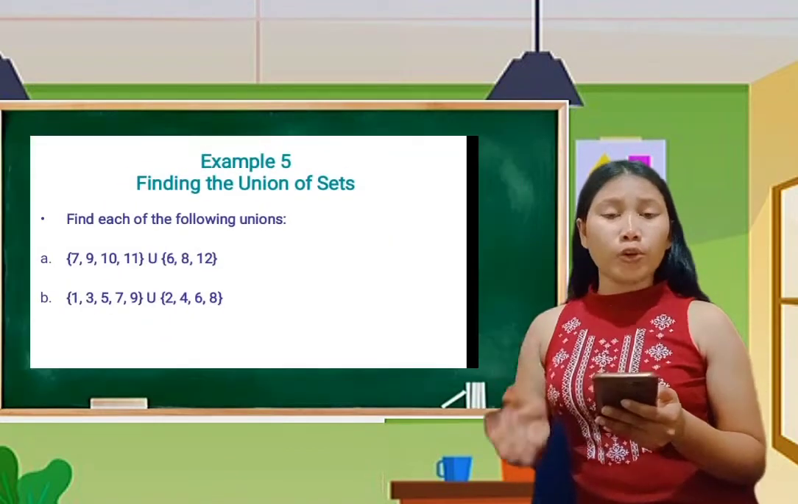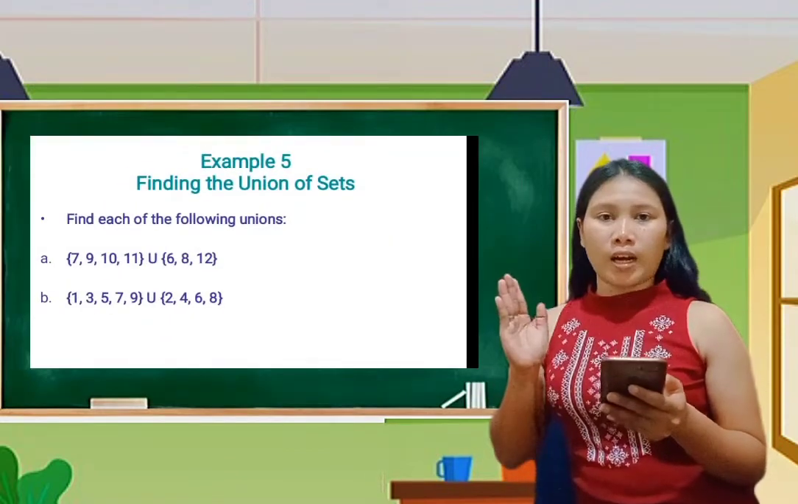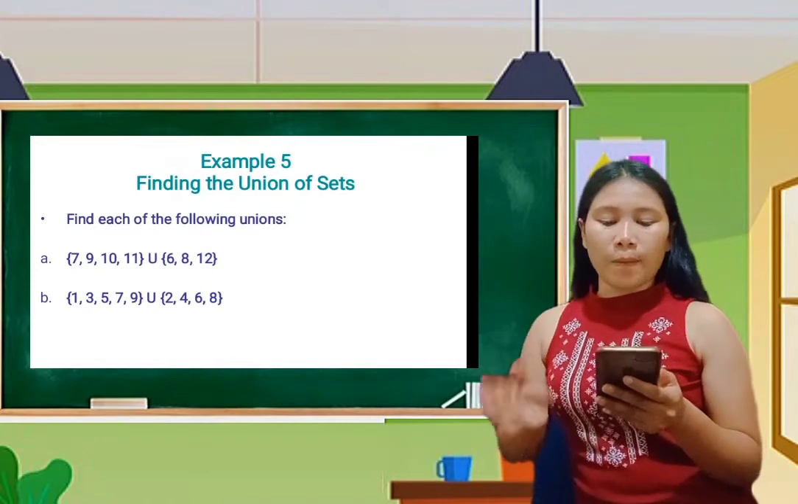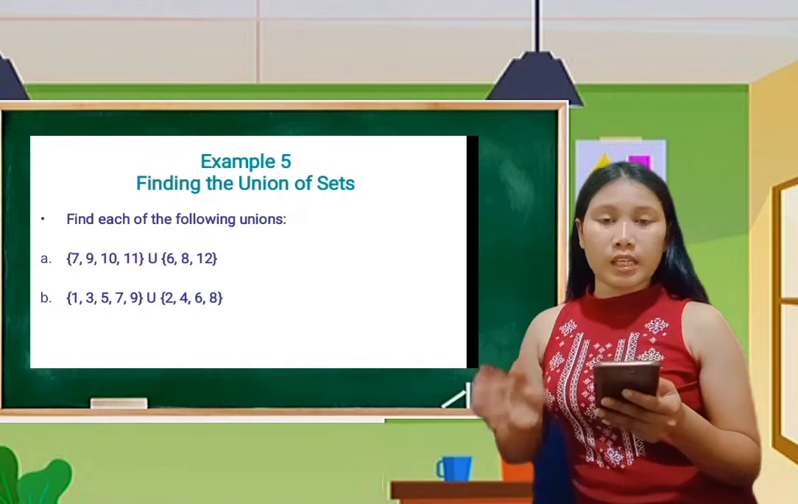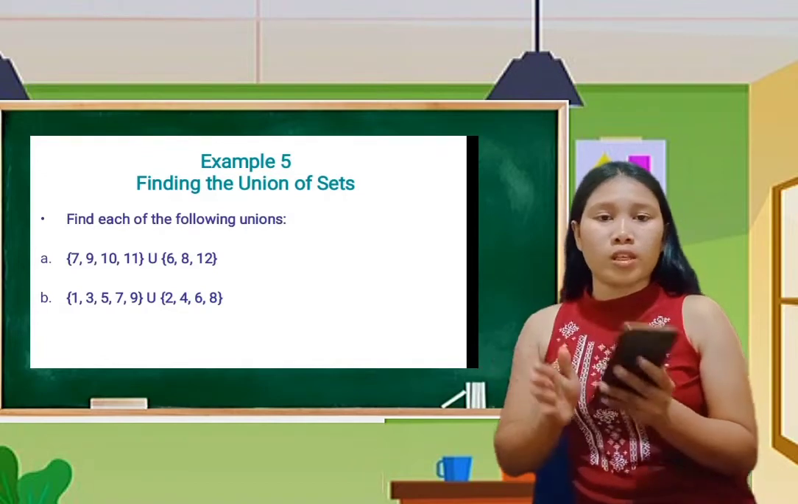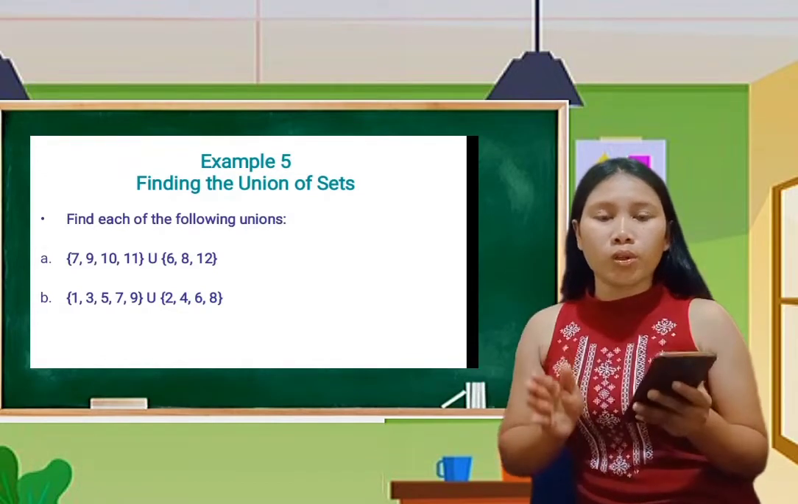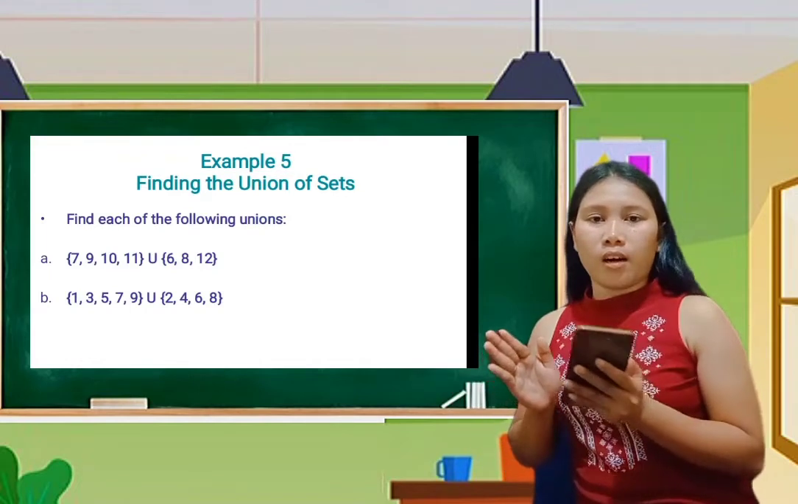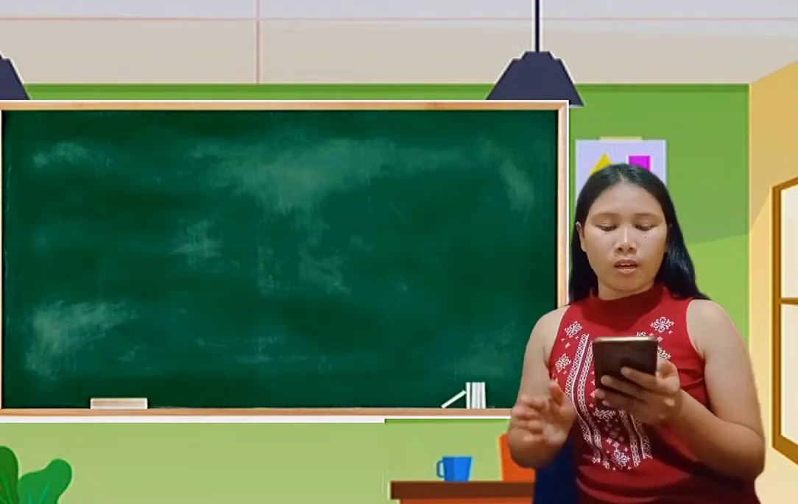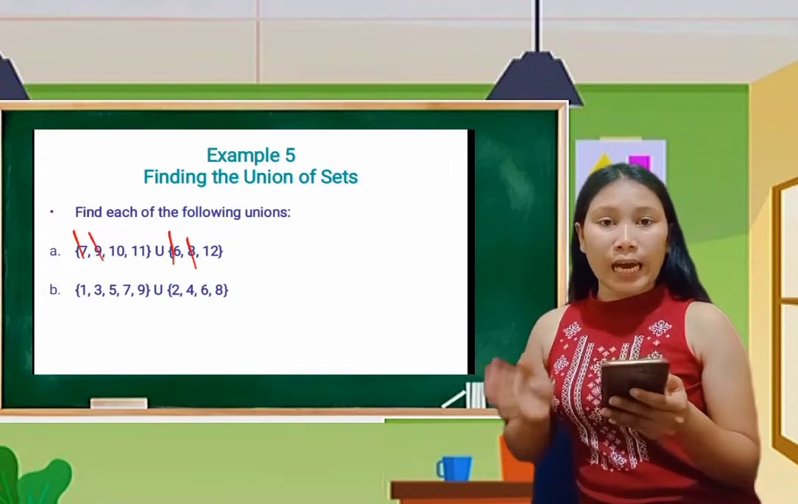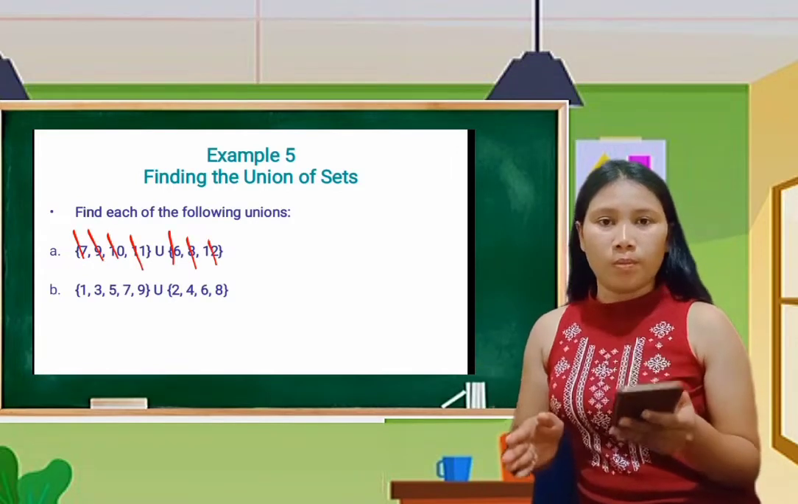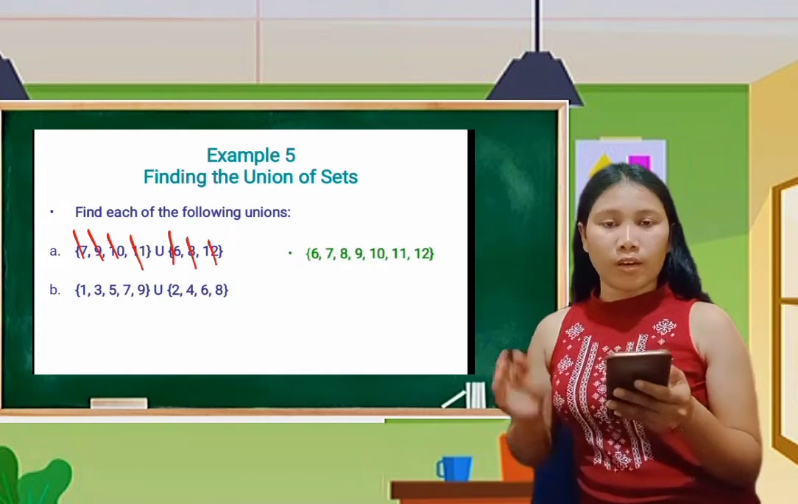How about the union of sets? If the elements of set A are 7, 9, 10, 11, and set B are 6, 8, 12, what is the union of these two sets? When we say union, we collect all the elements of sets A and B. So the answer is 6, 7, 8, 9, 10, 11, and 12. Okay, let me check. Okay, very good.